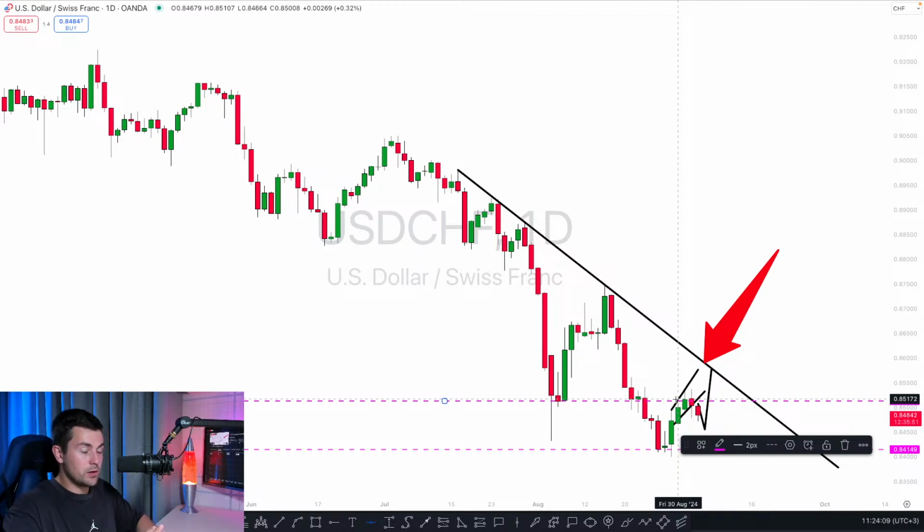For now, I'm not trading the pair. I'm waiting for the test of that trend line. I do believe that it is the closest strong resistance to look for selling.